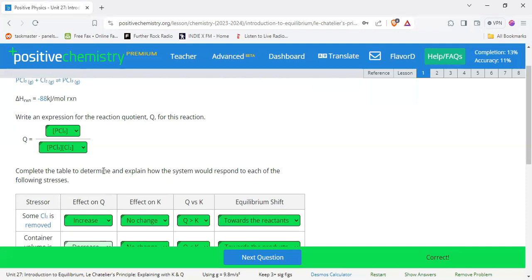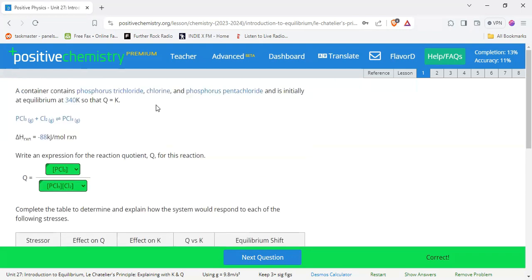Now this gets a little bit tricky, so let's slow down. We just removed some denominator. This number goes down, and when you divide by a smaller number, you get a bigger answer. So the value of Q just increased. That doesn't change K. You might want to write this down: K is only affected by temperature.